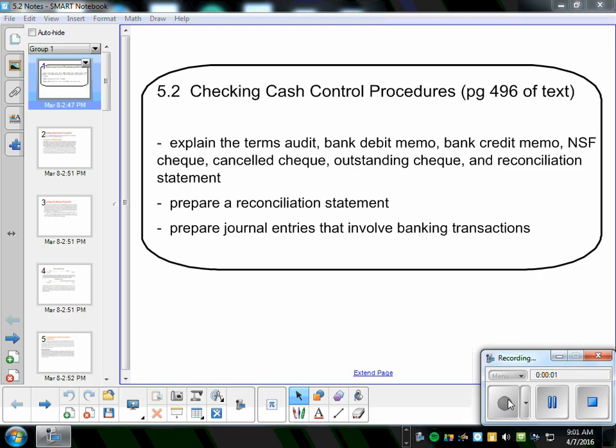Today we're going to talk about 5.2, which is on page 496 of our textbook, and we're going to talk about controlling our cash. We're going to talk about audit, debit memos, credit memos, NSF checks, canceled checks, outstanding checks, and reconciliation statements. So we're getting very close to the end of our course here because now we've done all of our accounting. At the end of the month, we need to make sure that our bank statements coincide with the bank's.